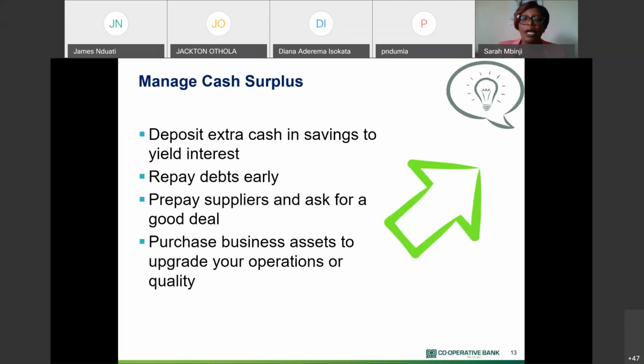And then number two, ukijipata na pesa mingi, angalia madeni zako, jaribu kuzilipa. Another one, if you find yourself with excess cash flow, you can prepay your suppliers, because you will always continue to procure goods from them, and then get a good deal because you're prepaying. This is because uko na nguvu kijipima financial cash flow wise. And if you find yourself with excess cash flow, it's also a good opportunity to invest in maybe better equipment, better assets, which will produce better and save you. At the end of the day, it will be a win for you.